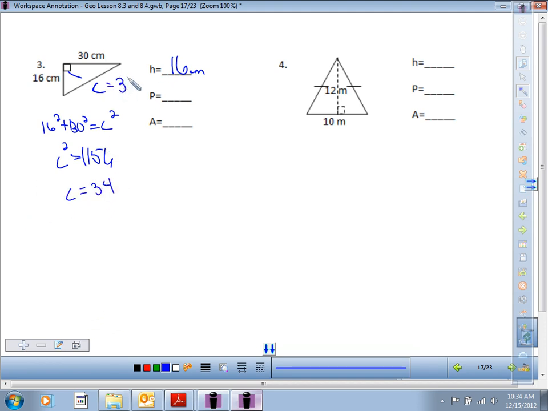So now what we can do is take that and calculate the perimeter. So we add up all around. 16 plus 34 is 50. 50 plus 30 is 80, and my label is centimeters.